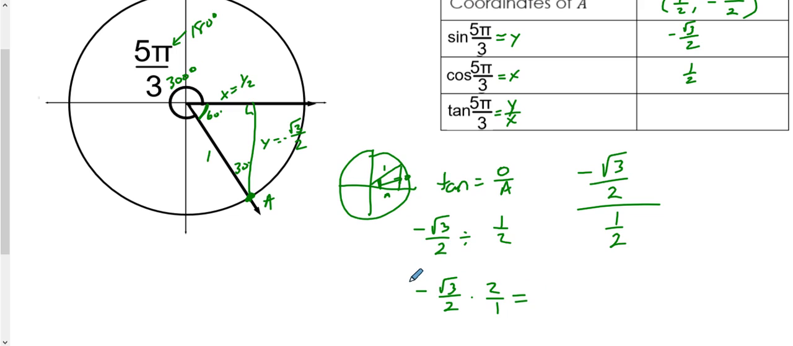All right? And when you do this, a negative times a positive is a negative. And then square root of 3 times 2 is 2 square root of 3. And 2 times 1 is 2. And if you notice, those two cancel out. And you're just left with the negative square root of 3. And that is what the tangent would be, negative square root of 3. All right?